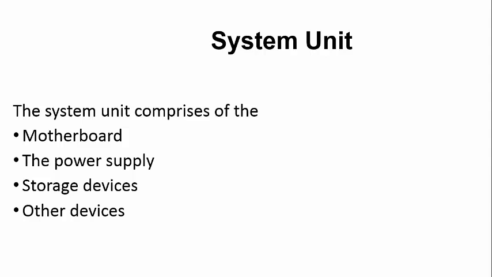As we mentioned earlier, we said a computer comprises the keyboard, the system unit, the mouse, and the monitor. Now let's take each one and try to know what is within it. Now let's take the system unit. The system unit comprises the motherboard, the power supply, storage device, and other devices.